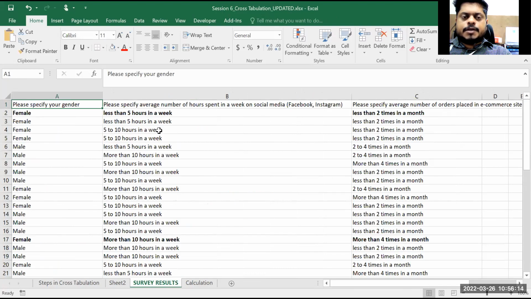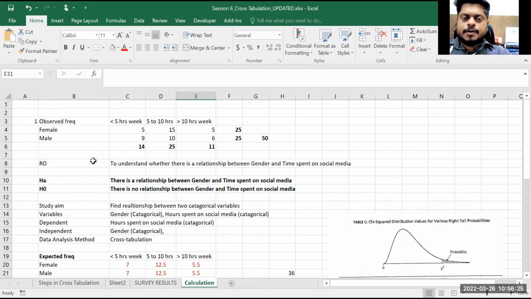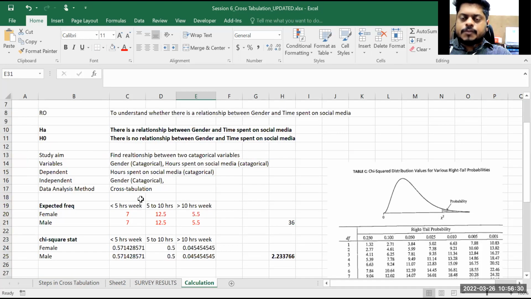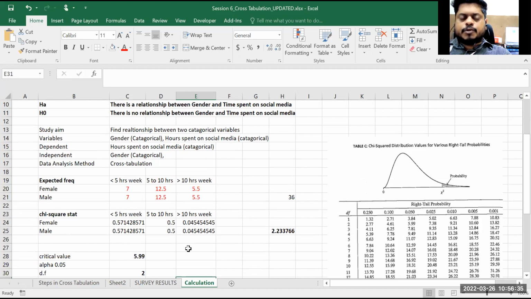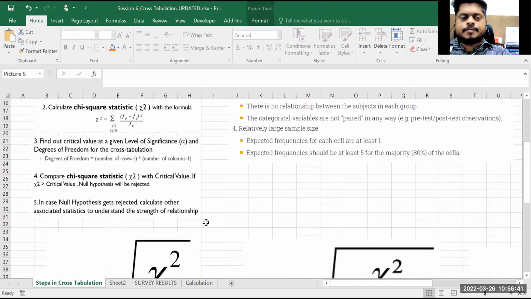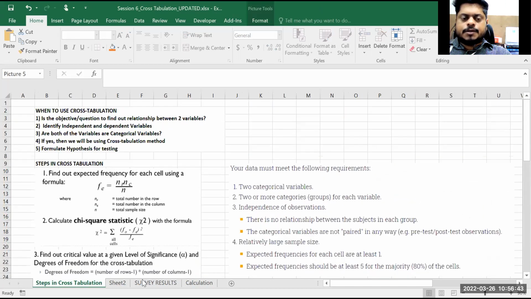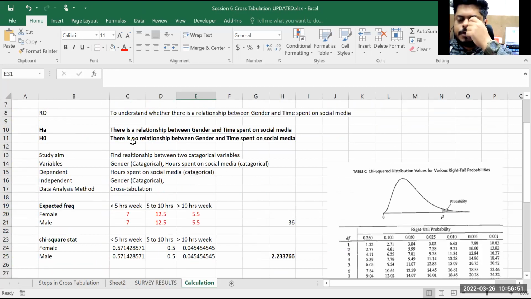So do one thing: in the survey result you have another question, the number of orders they put on Amazon or different e-commerce sites. Try to frame a research objective and hypothesis, go step by step, create a pivot table, make this calculation and see what kind of results you are getting. We'll discuss that example in the next class, along with these additional coefficients. This Excel file I have already shared. The survey results should be available with you. Try to create a pivot table and get the data in a tabular format like this.